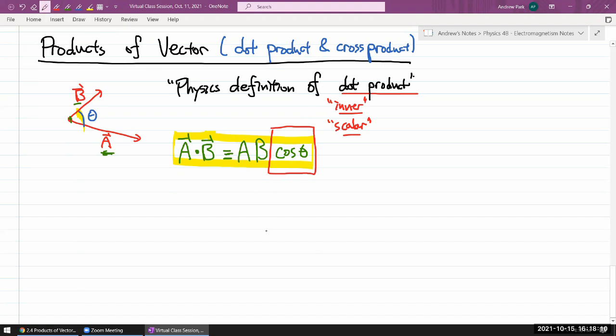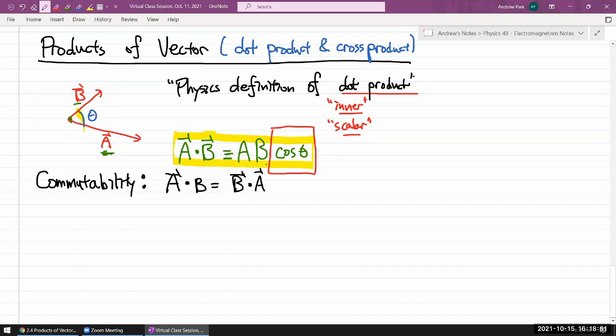Let me focus on the algebraic properties of the dot product. One is commutativity. This product commutes. What it means is that when you have A dot B, that's equal to B dot A.